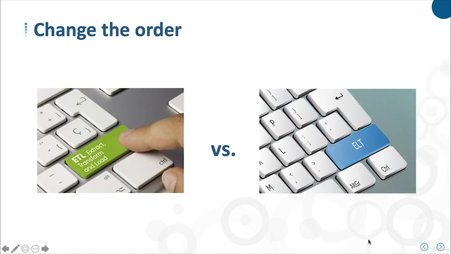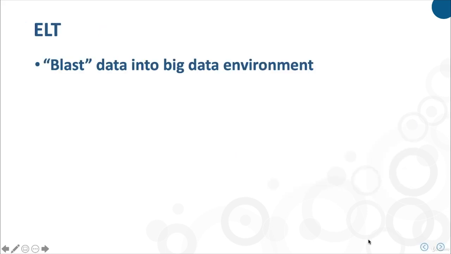Now, one of the things that has popped up in the last couple years, especially with big data and data lakes, is we just flip the order around. So instead of ETL, where we extract, then transform, and then load, flip the order around to ELT. Extract the data, load it first before you do any transformations, and then do the transformations later on at the point you actually need them.